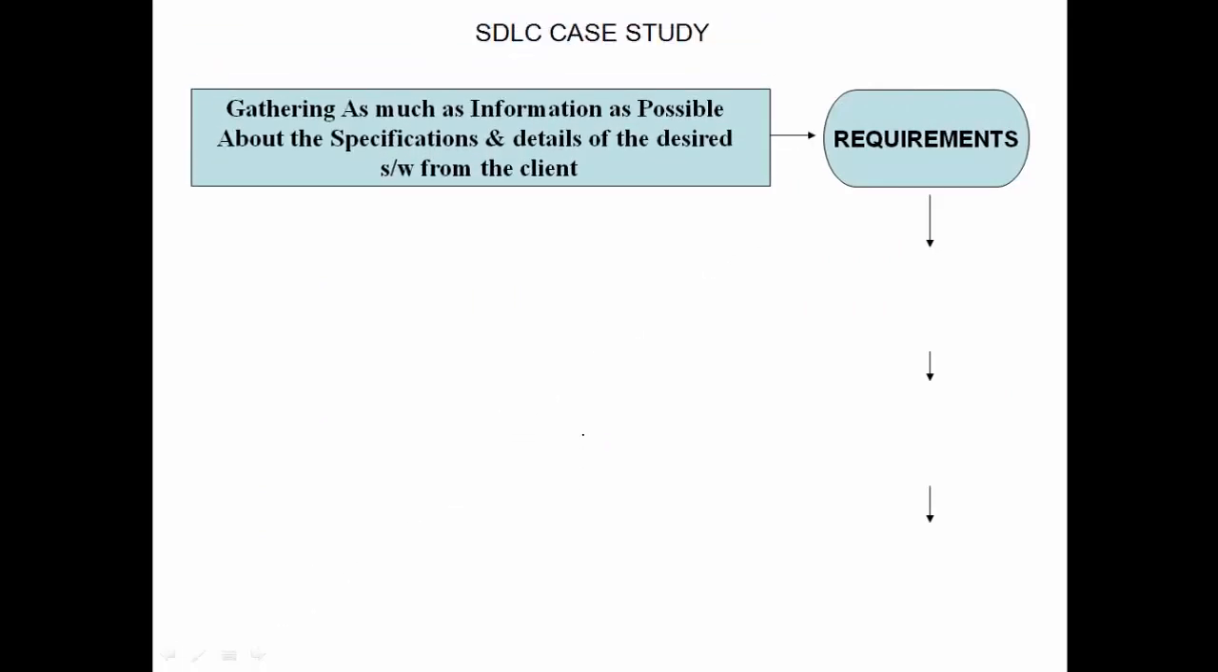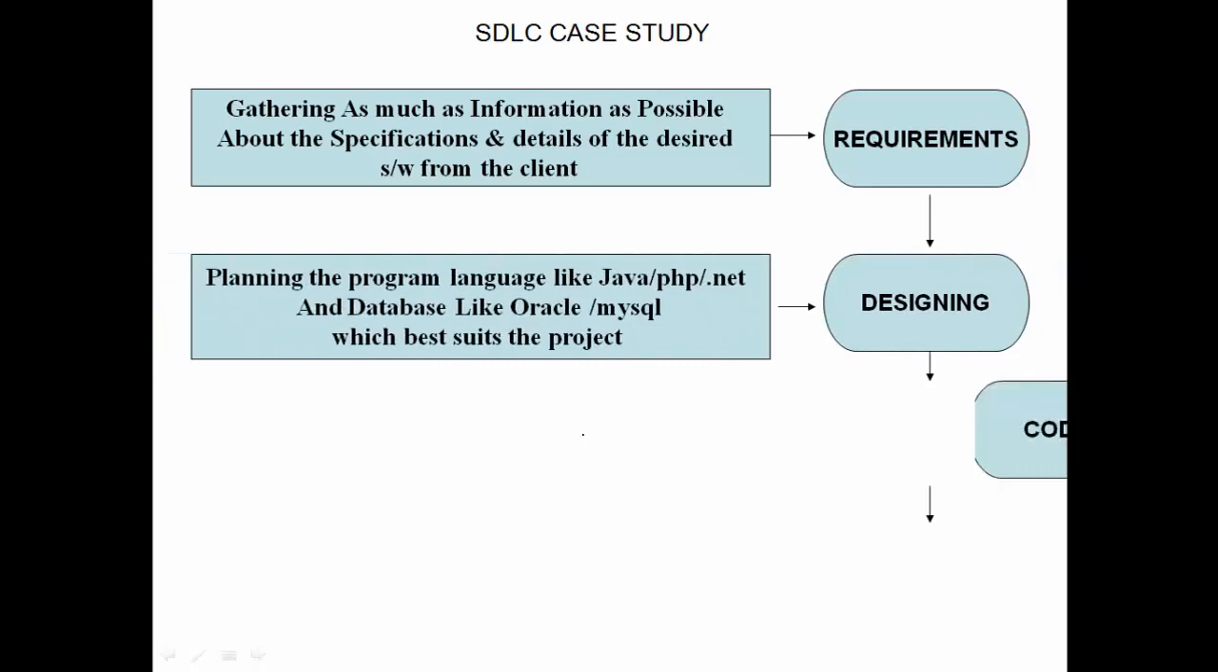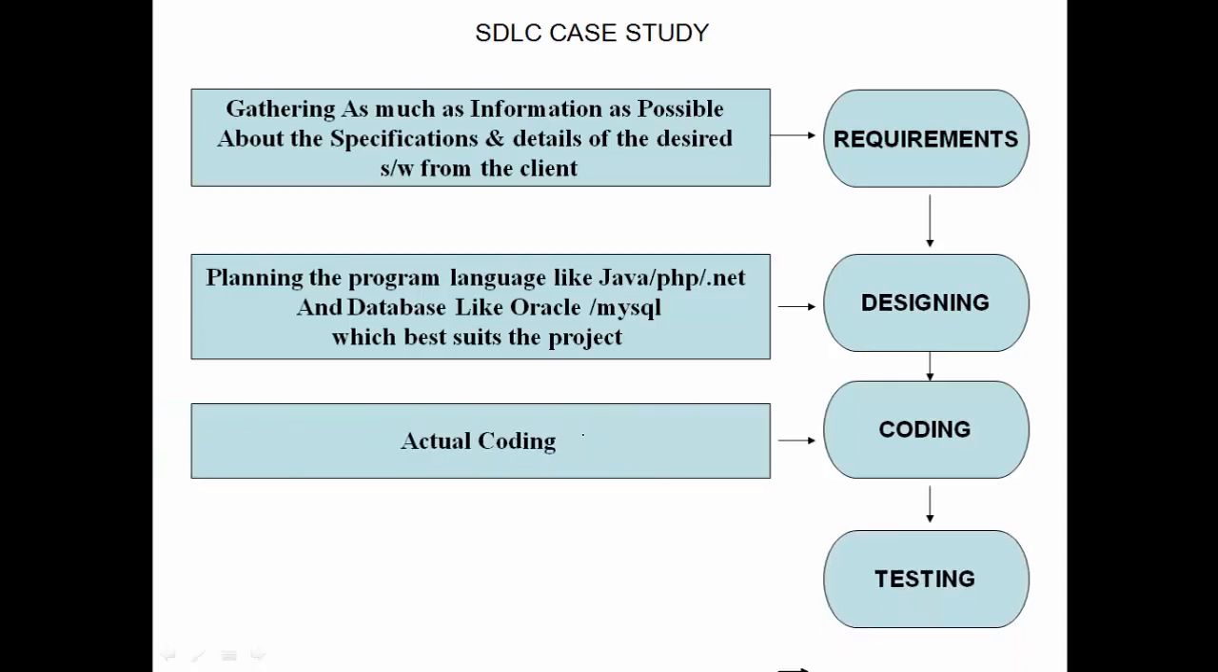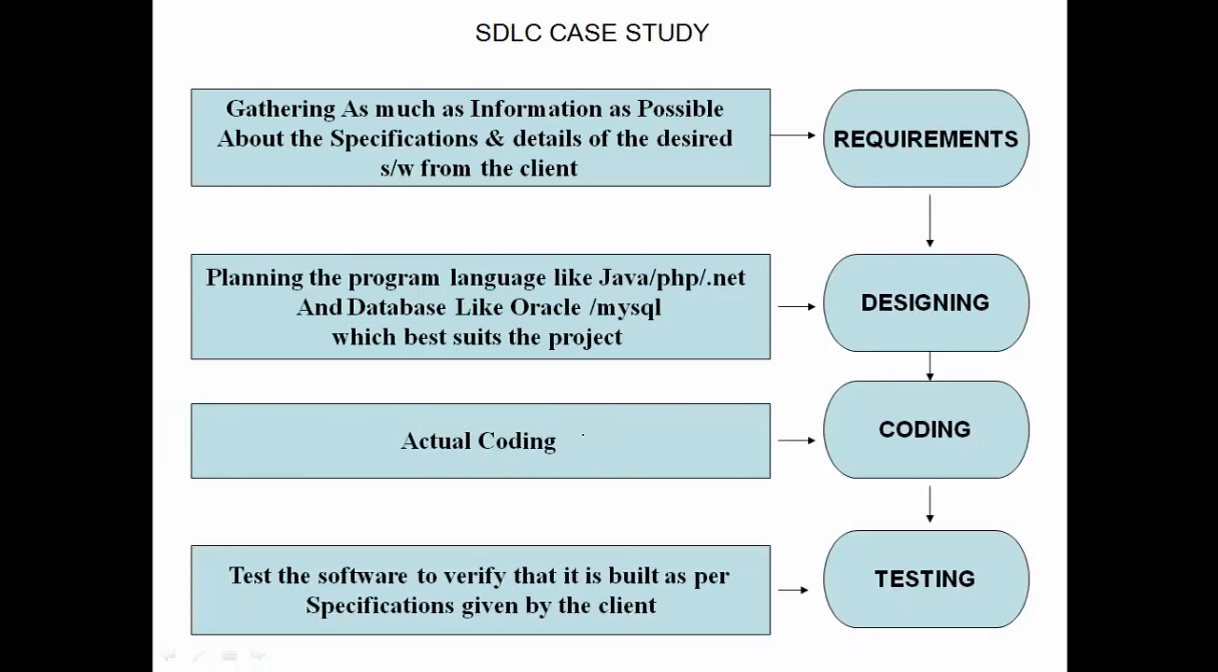These are the environments, and just as a simple go, I'm going to show you a case study of what we have learned till now. So we have requirements: gathering the requirements as much as possible, the specifications and details of the different software from the client. Next, the designing phase happens, like planning and designing of the code, database, and all those things. Then the actual coding, then testing. This is a case study of your software development life cycle.